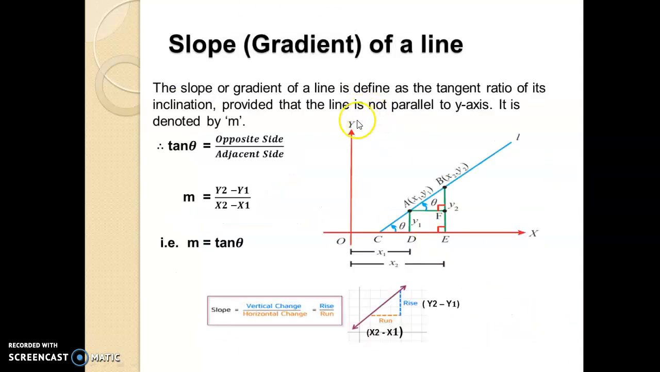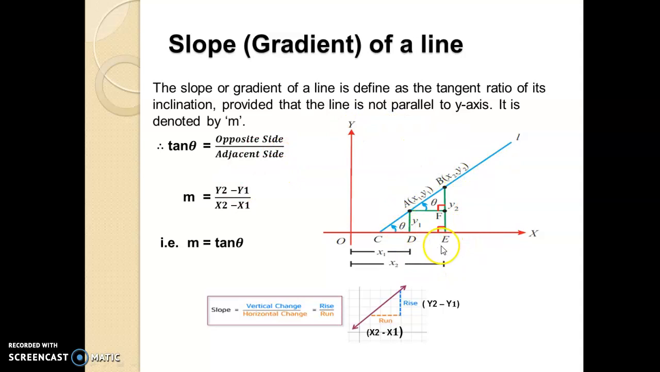Next, slope. Slope is also called the gradient of a line. The slope or gradient of a line is defined as the tangent ratio of its inclination, provided that the line is not parallel to the y-axis. It is denoted by m. Slope is denoted by m, and this is a tangent ratio. Tan theta equals opposite side upon adjacent side.